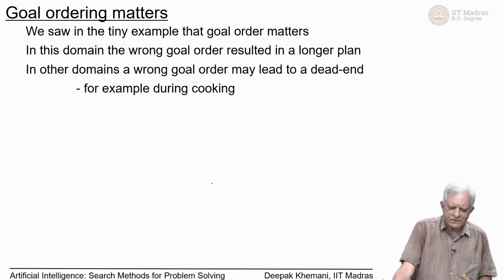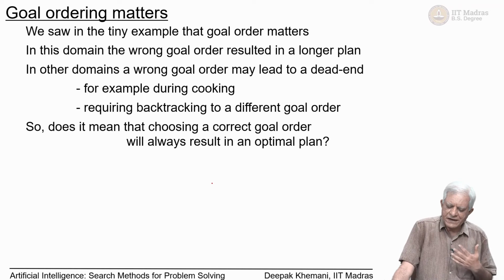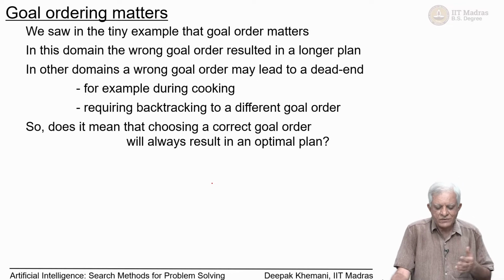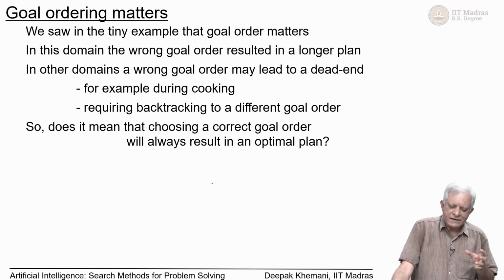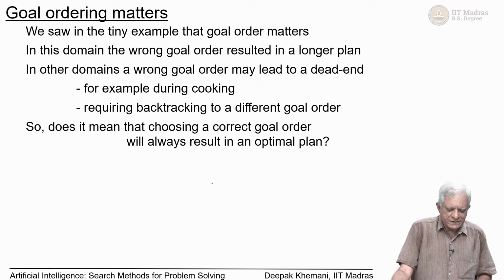So, for example, if you are cooking something and there is some vegetable which you want to peel and chop essentially. Clearly peeling should be done before chopping, and if you choose the wrong order, you will end up with a dead end essentially. Which would of course mean that you would have to backtrack and try a different goal order, but that is something that we are trying to minimize or avoid.